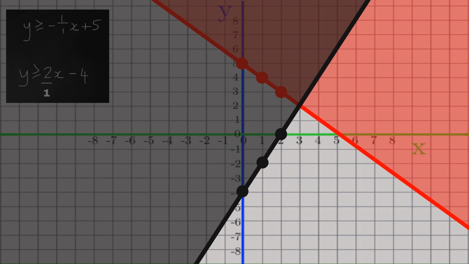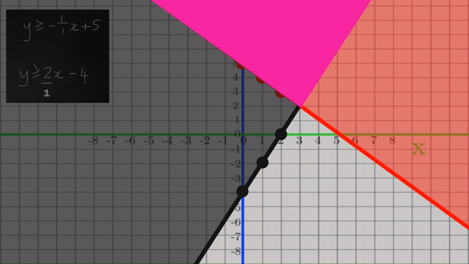Can you see where the two different colors overlap? This is where all of our possible solutions are for this system of inequalities. In other words, any point within this section, including the boundary lines, will be a possible solution.